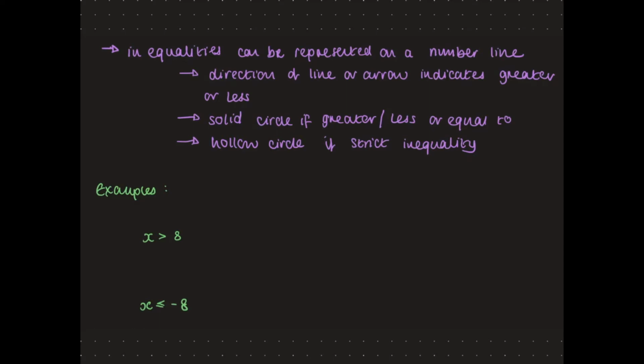If I have x greater than 8, I draw my number line, positive getting greater that way, and I know I've got 8 on the line. I've got a strict inequality, so I'm going to have a hollow circle, and it's greater than 8, so my arrow is going to go that way. Similarly, I've got x is less than or equal to -8, so I know that I'm getting greater that way. I've got -8 as my point. I've got less than or equal to, so I'm going to have a solid circle, and my arrow is going that way.